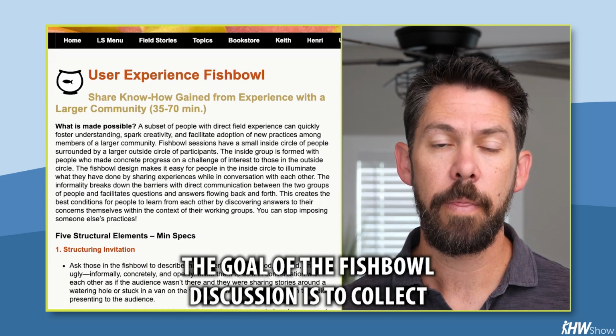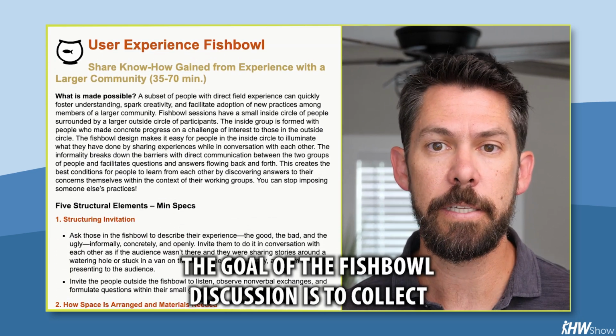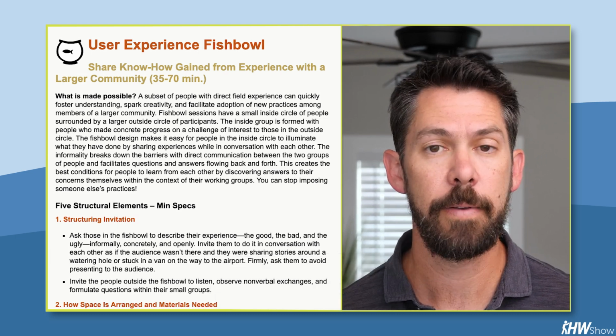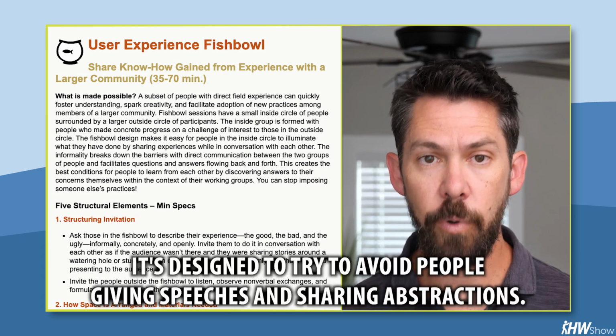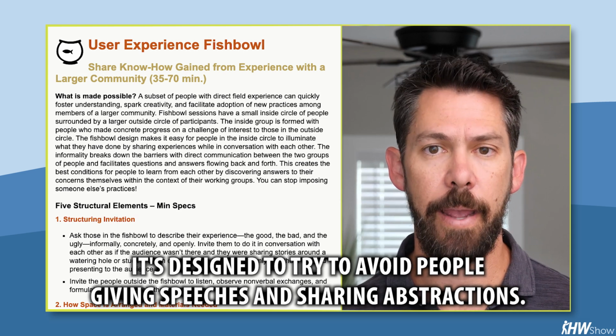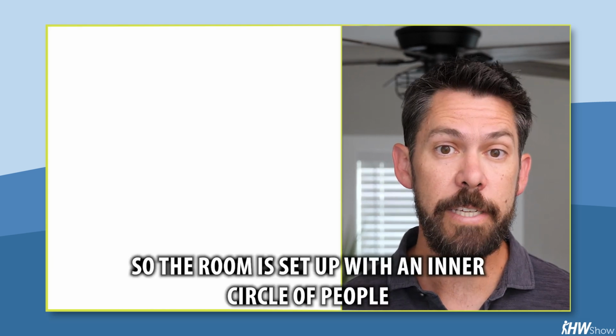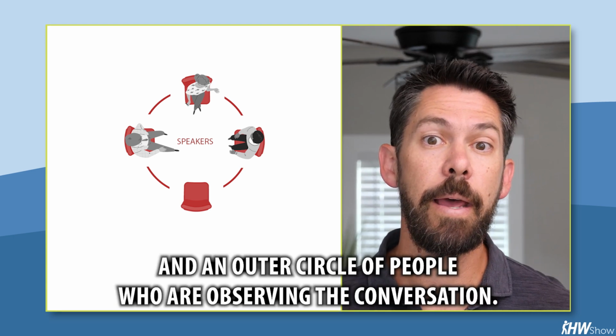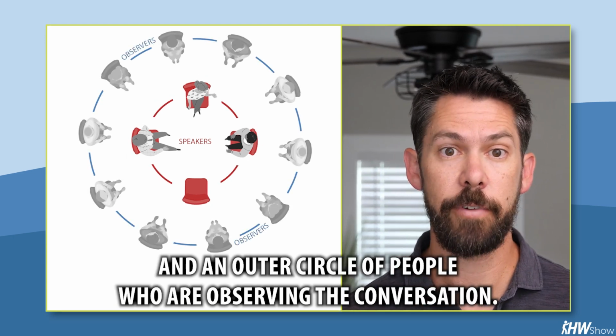Here's how it works. The goal with a Fishbowl discussion is to collect concrete experiences and reflections around some topic. It's designed to try to avoid people giving speeches and sharing abstractions. So the room is set up with an inner circle of people who are having a conversation on the topic and an outer circle of people who are observing the conversation.